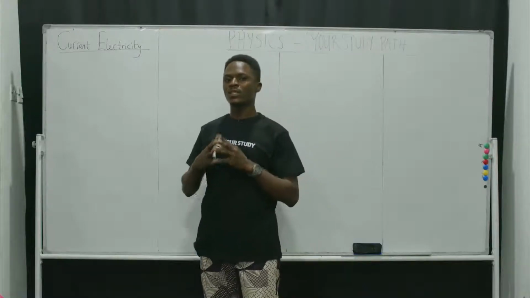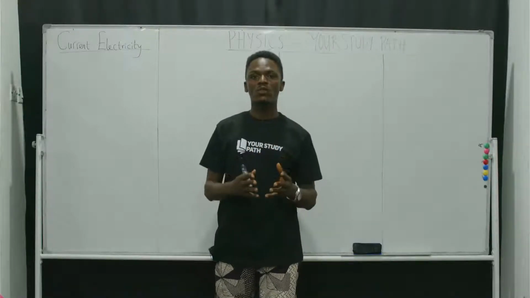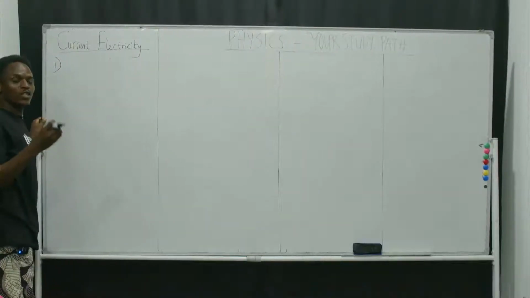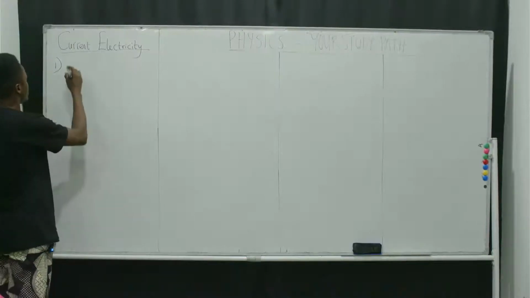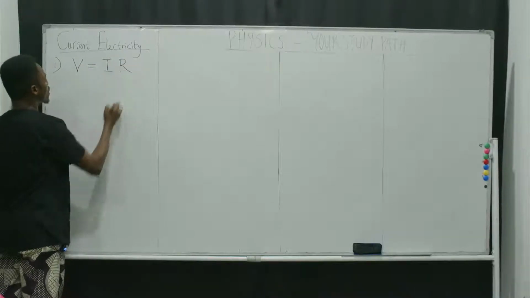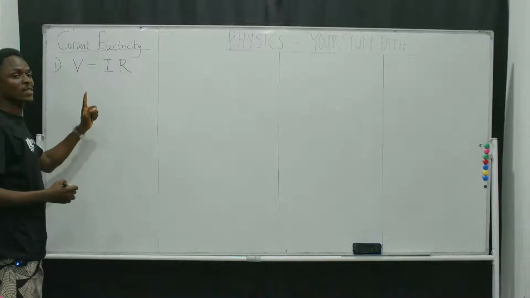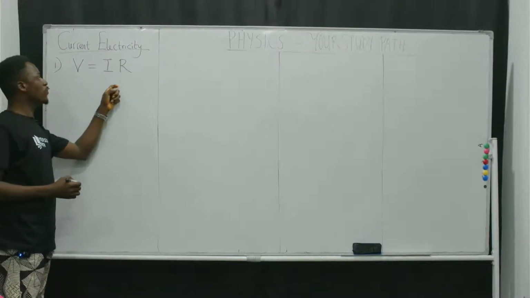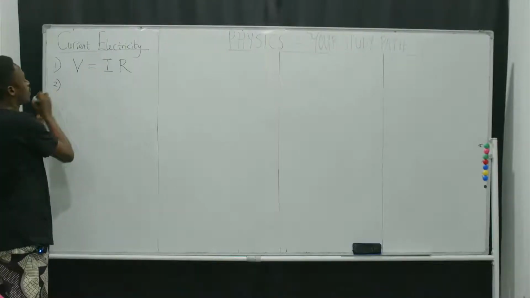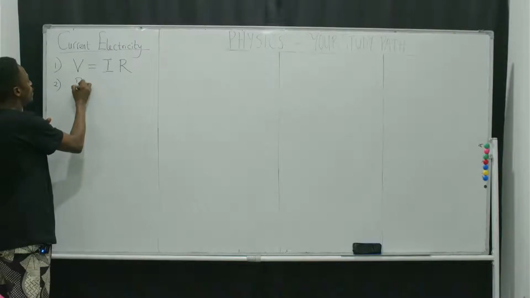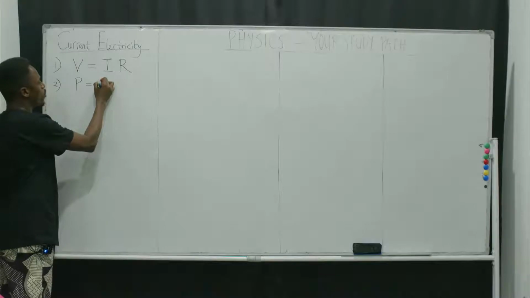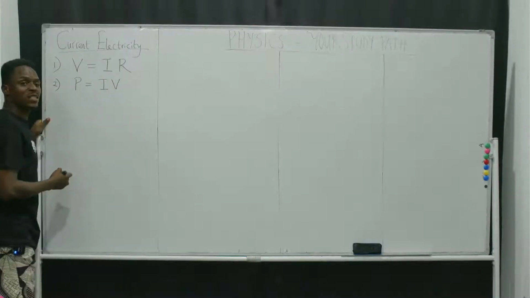What are the key things that we need to put in mind anytime we are dealing with current electricity? The first is the fact that Ohm's law is always obeyed under current electricity. Ohm's law mathematically is represented as V is equal to IR. Ohm's law stipulates that the voltage is always a function of the product of current and resistance. We should also not forget that power in this instance is equal to IV. Power is equal to IV.